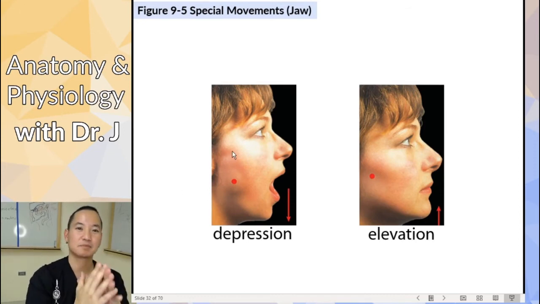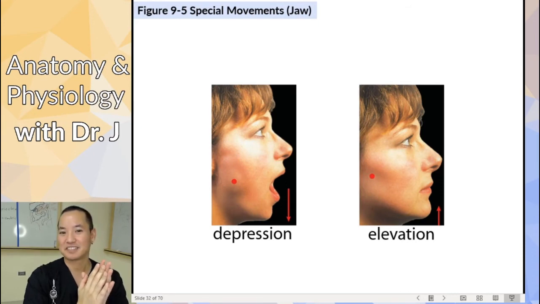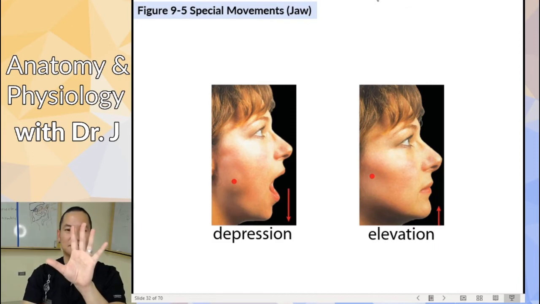Oh, one special movement that wasn't there is opposition and reposition. You might have heard, if you've taken an ecology, evolution, or biology class, that us humans have opposable thumbs. Well, what can we do? What we can do with our hand is touch our thumb and pinky together. So opposition is when you go from here and go like this. Reposition is moving it backwards.